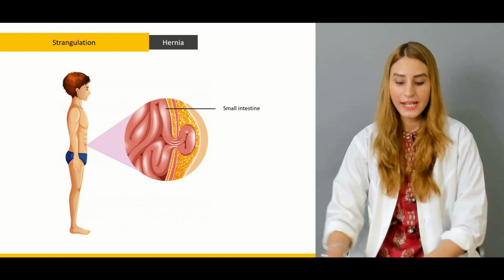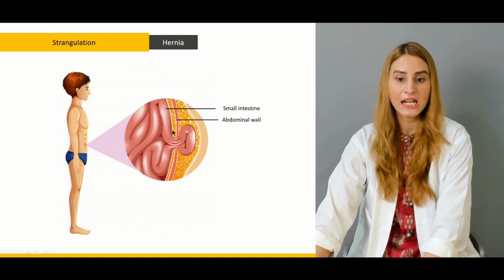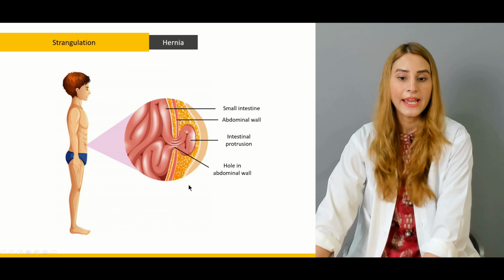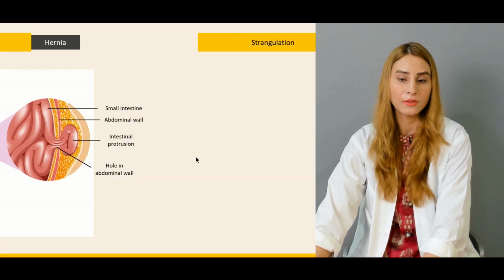You can see here in this picture, this is the small intestine. You can see here, this is the abdominal wall, and this is the intestinal protrusion which is coming from the abnormal defect which is present in the abdominal wall. And you can see here, this is the hole, or the defect in the abdominal wall.